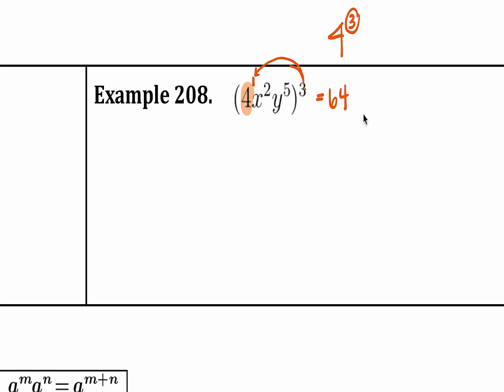If we multiply our exponents, 2 times 3 gives me x to the 6th. 3 times 5 gives me y to the 15th. Can't simplify anything else from there. We don't have any like bases, so we just stop.